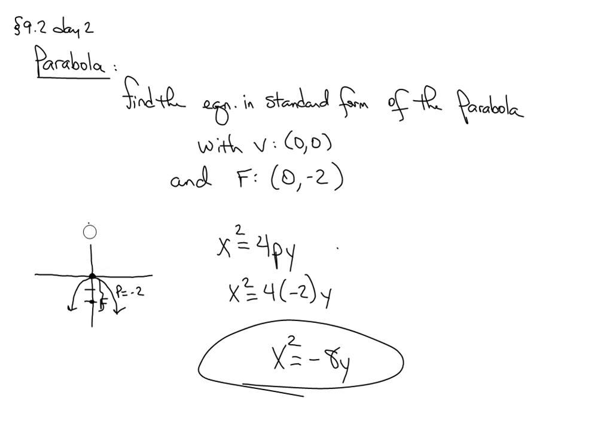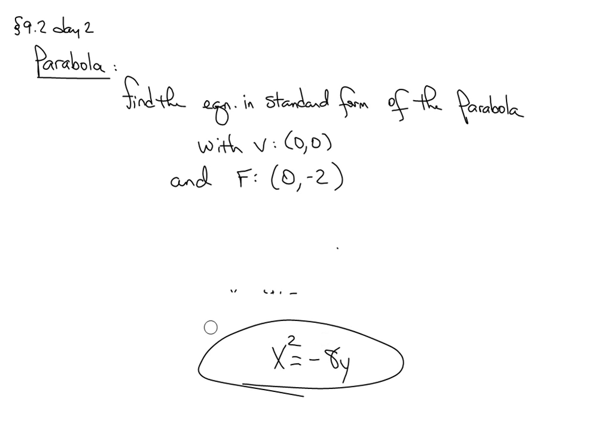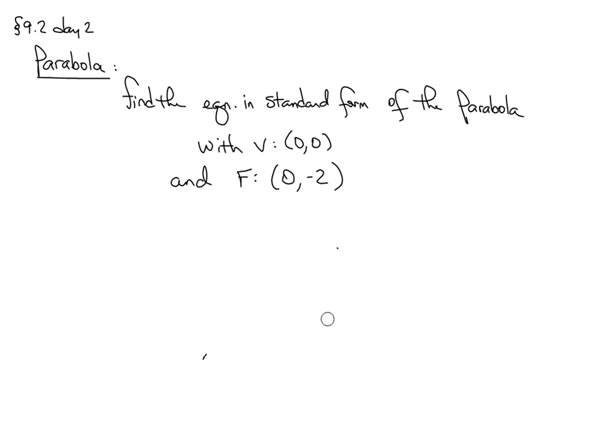So this one, all I'm going to do is change the focus. So let's do 7, 0. So draw your little picture. 0, 0 is the vertex. 7, 0 is the focus over here. So clearly, which way is this one opening? So draw it opening right.